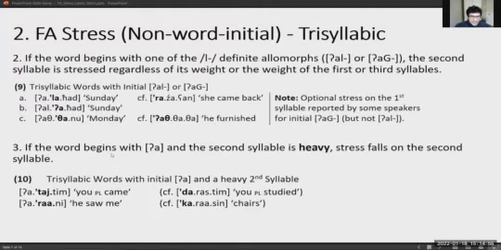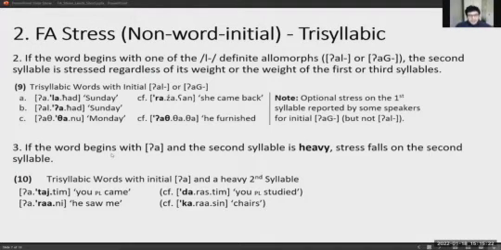The second case is when the word begins with one of the L-definite L-morphs, in which case the second syllable is stressed regardless of its weight or the weight of the first or third syllables, as in the words al-ahad, or you could say al-ahad if you keep the glottal stop onset, or you could say also a-thin, with stress on the second syllable in this case.